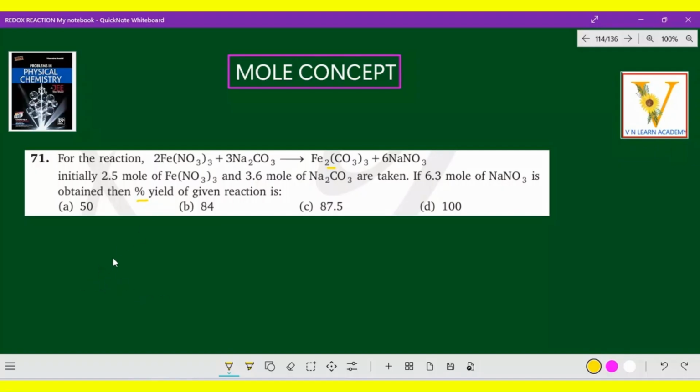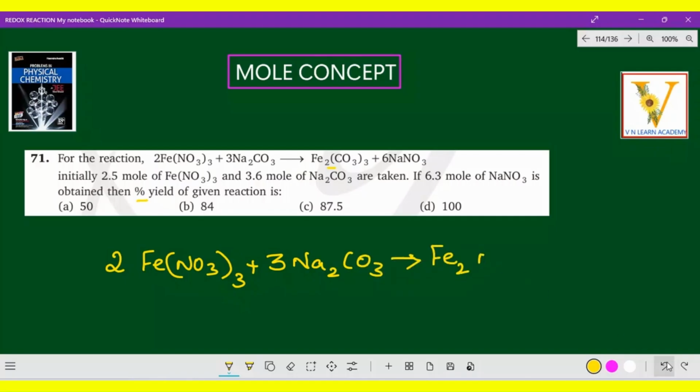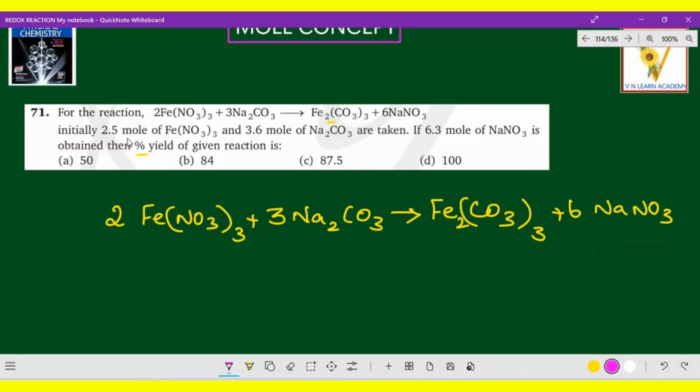Okay, now here 2 moles of ferric nitrate Fe(NO3)3 plus 3 moles of Na2CO3 gives 1 mole of Fe2(CO3)3 plus 6 moles of NaNO3. Right. Now here they have given initially 2.5 moles of ferric nitrate and 3.6 moles of sodium carbonate. So initially how many moles have they provided? Here 2.5 moles of ferric nitrate Fe(NO3)3.